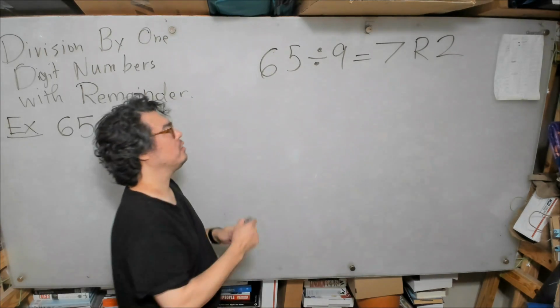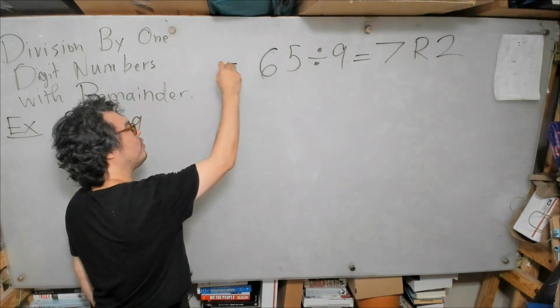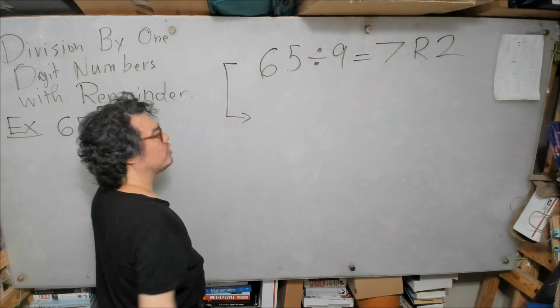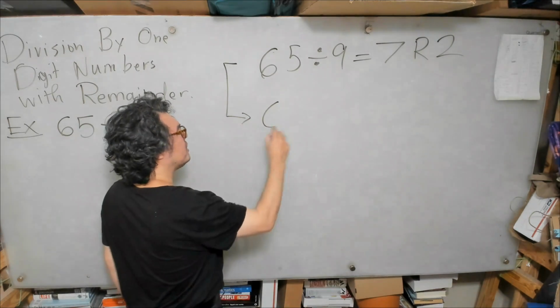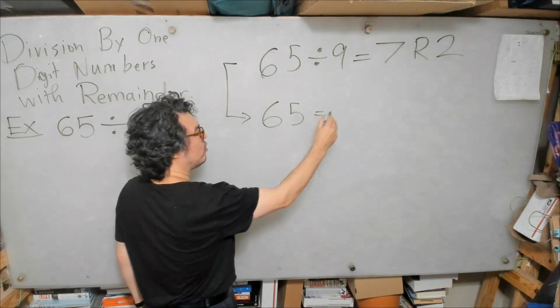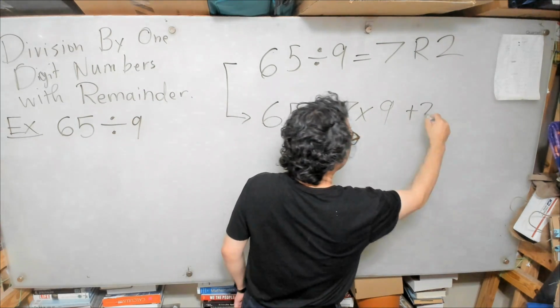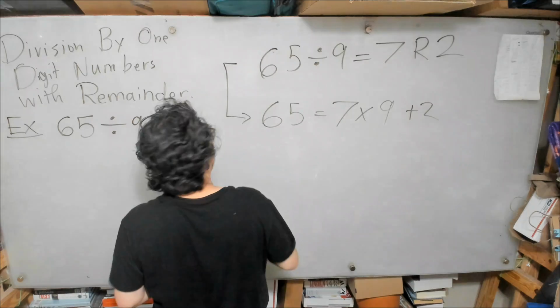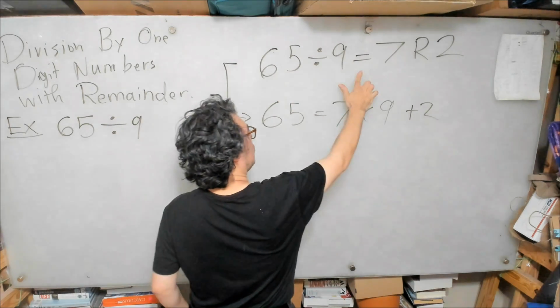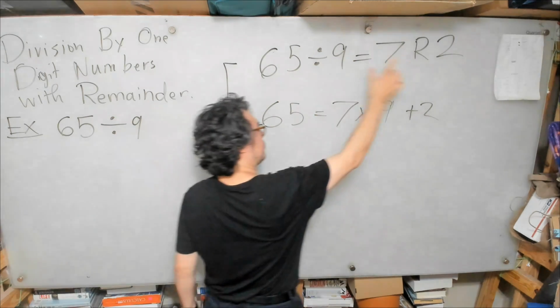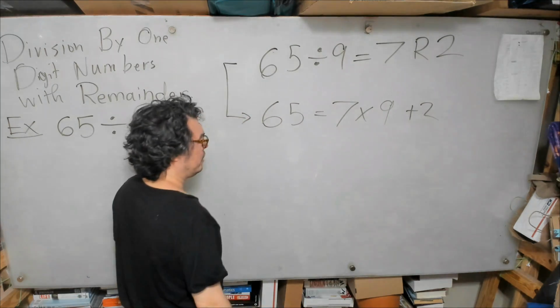What does this mean? I always want you to keep this in mind. Whenever you have your division result, what does this mean? This means that 65 is equal to 7 times 9 plus 2, right? The 65 is going to be equal to 7 times 9 plus the 2, okay?